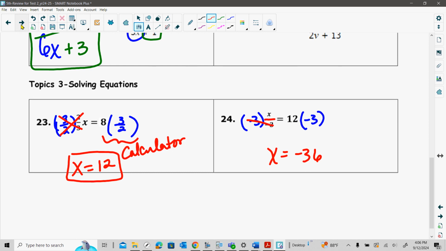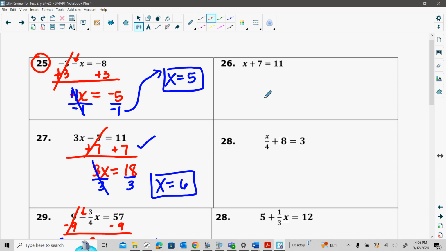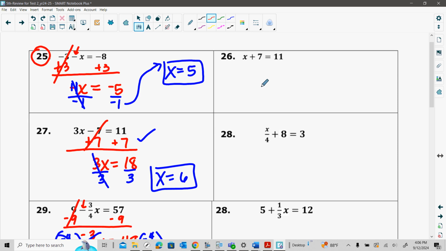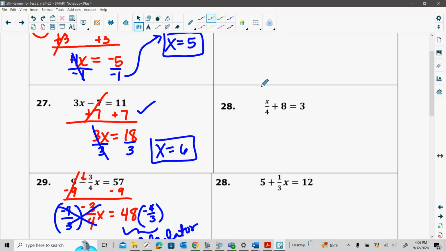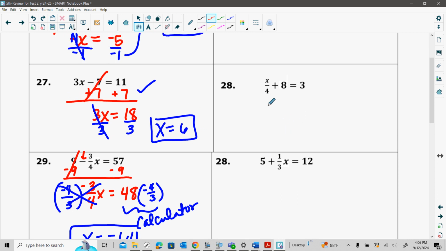Now, if we look at the next section here, I want to jump to number 28, okay? Especially when we have these fractions. Actually, there's two 28s. Sorry about that. Let's do the first one. So x divided by 2 plus 8 equals 3. I'm sorry? Hold on.